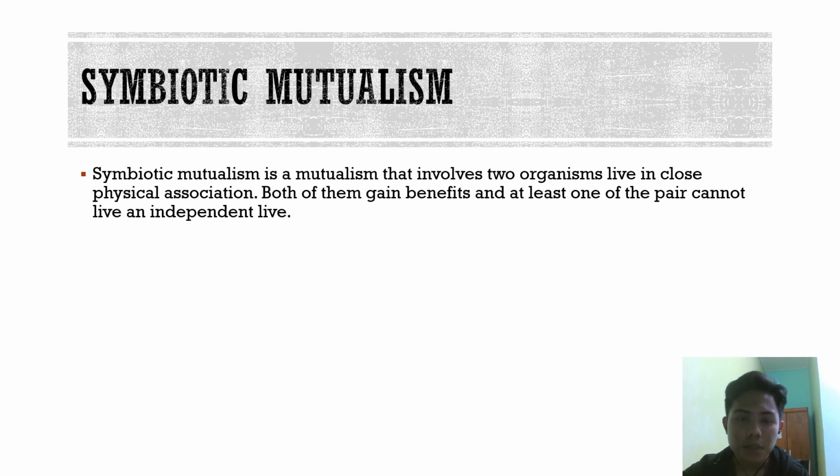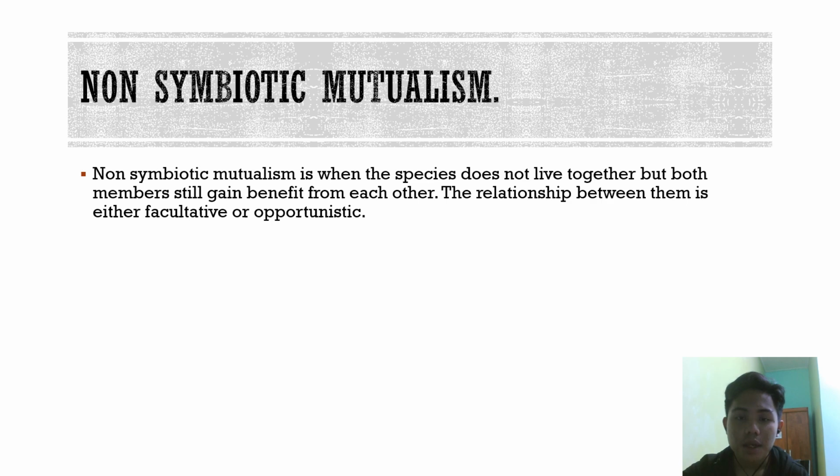Symbiotic mutualism is a mutualism that involves two organisms living in close physical association, which both of them will gain benefits and at least one of the pair cannot live an independent life. As for non-symbiotic mutualism, it is when the species do not live together, but both members still gain benefit from each other. The relationship between them is either facultative or opportunistic.